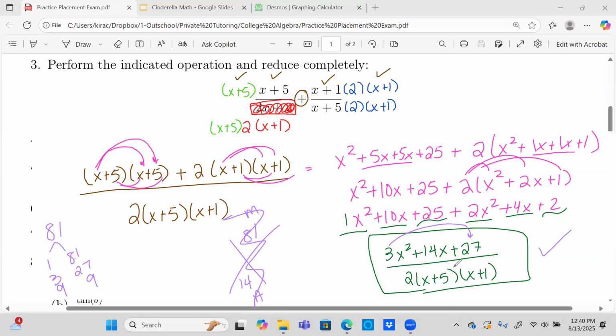Usually we do not FOIL the bottom. You could, but usually we don't. And I don't have the answer key on this, so I would just leave it here. But if you wanted to FOIL out the bottom, you could. Just typically we don't.